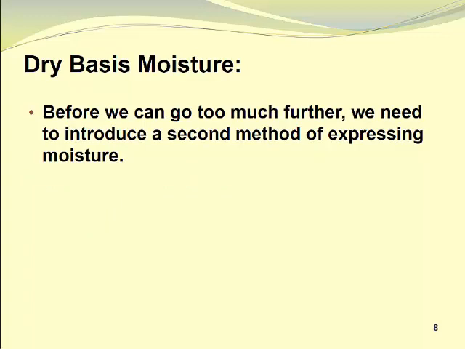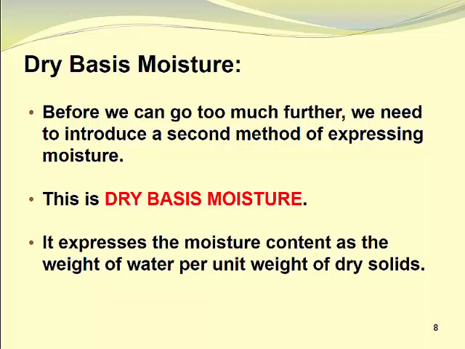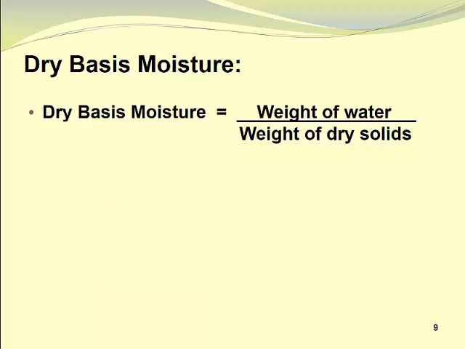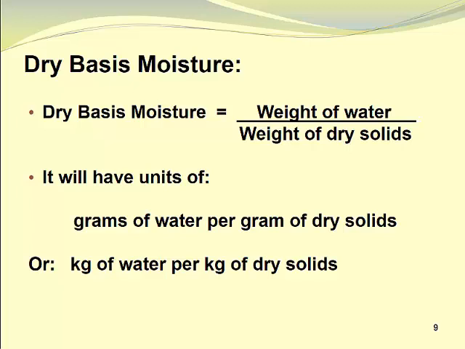Before we can go too much further, we need to introduce a second method of expressing moisture. This is the dry basis moisture, and it expresses the moisture content as the weight of water per unit weight of dry solids. So the dry basis moisture is equal to the weight of water divided by the weight of dry solids, and it will have units of grams of water per gram of dry solids or kilograms of water per kilogram of dry solids. In fact, any dimensionally consistent units of weight will be totally acceptable for expressing dry basis moistures.